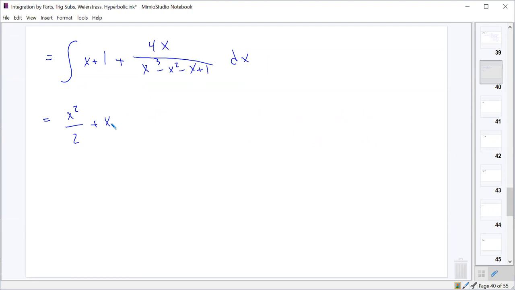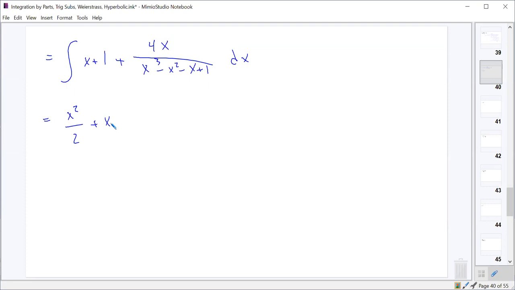And how are we going to deal with the 4x over x cubed minus x squared minus x plus 1? It's a rational function, right? So we look at it and we say, is that a special case that we just know? Nope. Is there a simple u substitution we can use? Nope. And it better not have the degree of the numerator more than the degree of the denominator, because we just divided to make that not happen anymore.